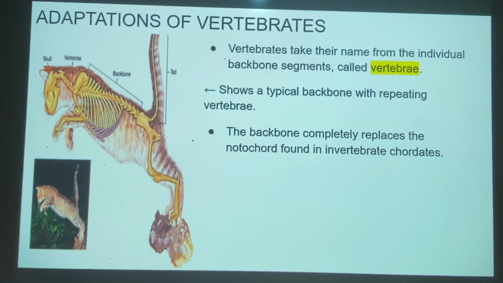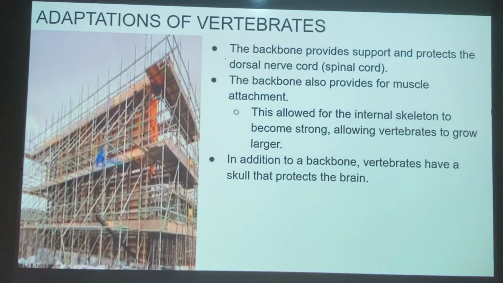The vertebrates take their name from the individual backbone segments called vertebrae or backbones, and we're going to have like these typical repeating segments over and over and over. The backbone completely replaces the notochord that was found in the invertebrate chordates. It's going to completely replace that. The backbone is going to provide support and protect the dorsal nerve cord or the spinal cord, and the backbone is going to provide muscle attachment. This is what allowed for the internal skeleton to become strong, allowing us to grow much larger.